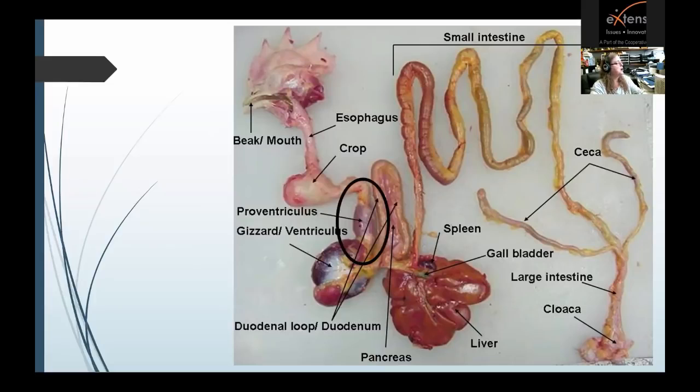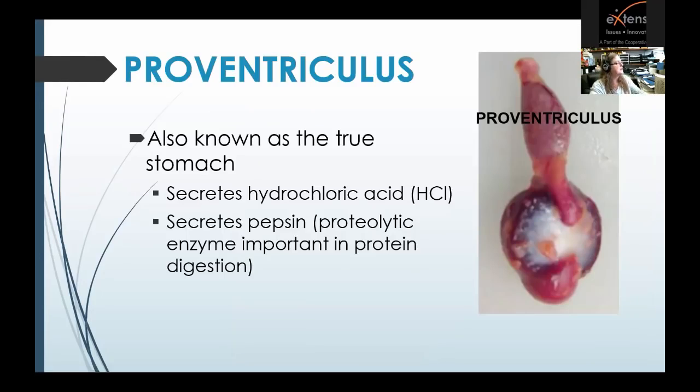So the next part is the proventriculus, which is the true stomach of the chicken. It's like our stomach, and it's here that the lining of the proventriculus secretes hydrochloric acid to reduce the pH. It secretes pepsin, which is an enzyme important in protein digestion. So it's here that the digestive process actually begins.